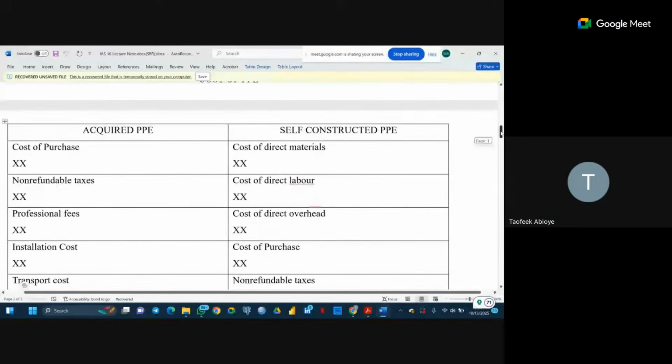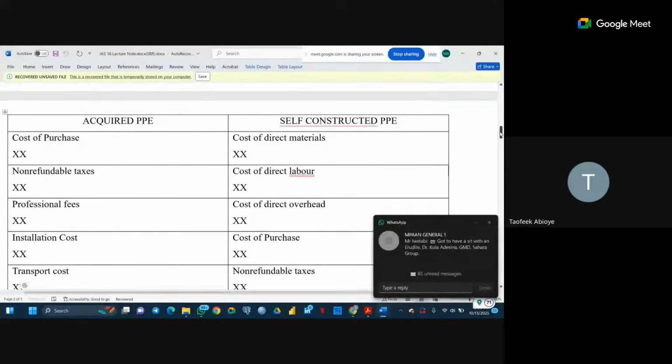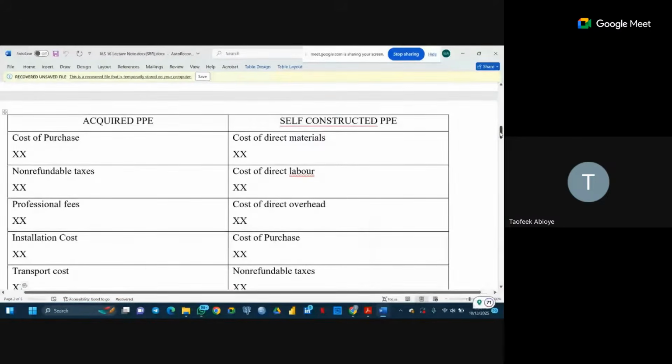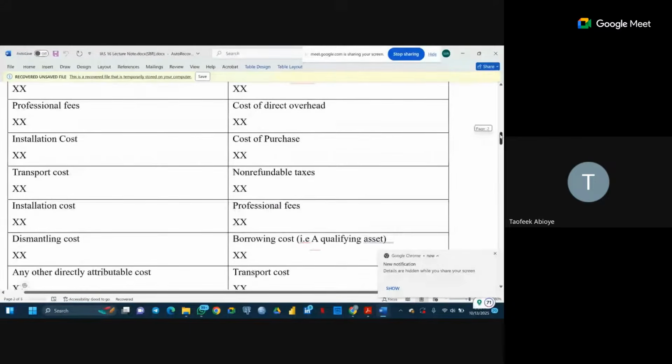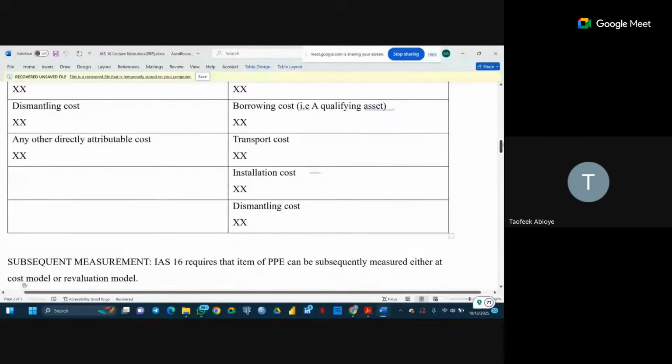And for self-constructed assets, we have the cost price of the material. We have the cost of direct labor, which is the labor being used to build the particular asset, maybe the labor we use to build our building. We have direct cost overhead. We have the cost of purchase. We have the non-refundable taxes. We have the borrowing cost. Borrowing cost, a qualifying asset. You can remember IAS 23, which is the first class. We have the transport cost. We have the installation cost, and we have the dismantling cost. These are the major costs that we can capitalize when we are looking at the initial cost of our property, plant, and equipment held for administrative purpose.